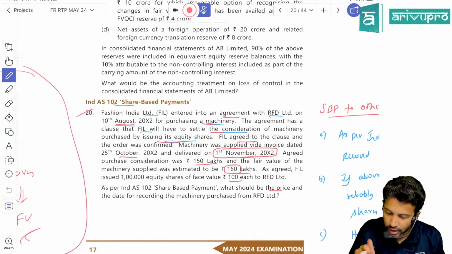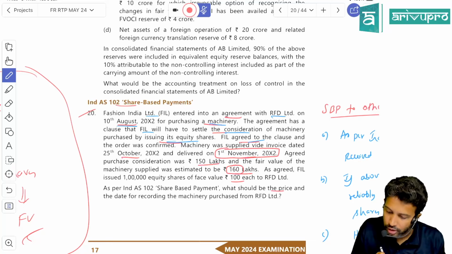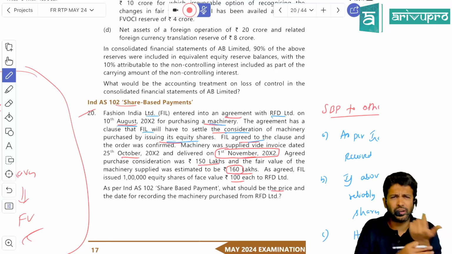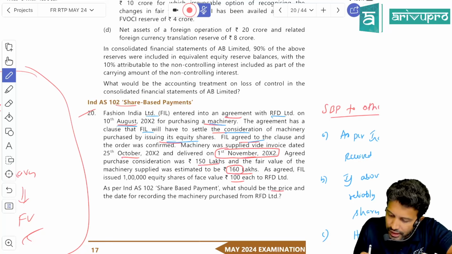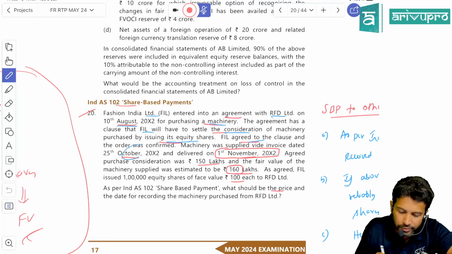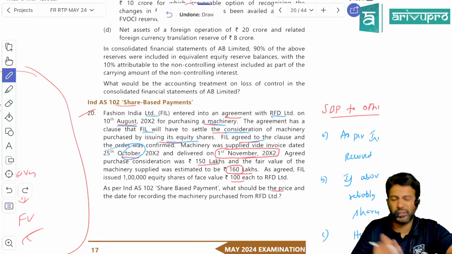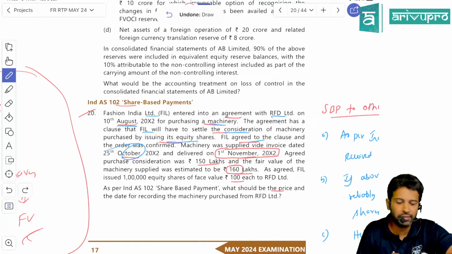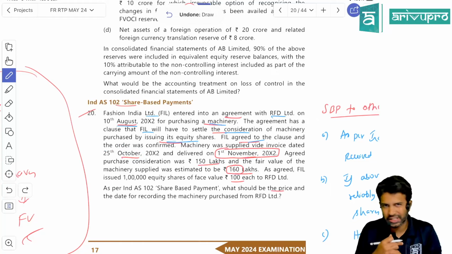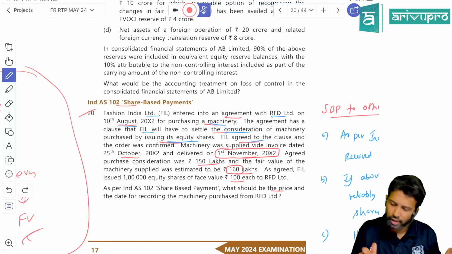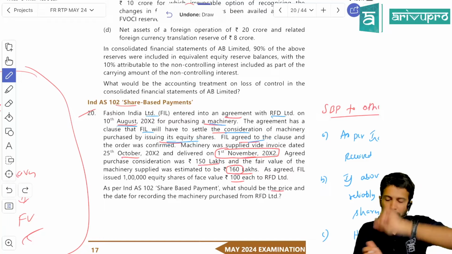Here, let's find out. Did the company agree to the clause and was the order confirmed? So we are also okay. That's how the settlement is done. Machinery was supplied via invoice dated 25th October and delivered on 1st November. Invoice date is 25th October, but delivered on 1st November. Normally, when the machinery gets delivered, we can say control is transferred. So we have to recognize machinery on the 1st November date.